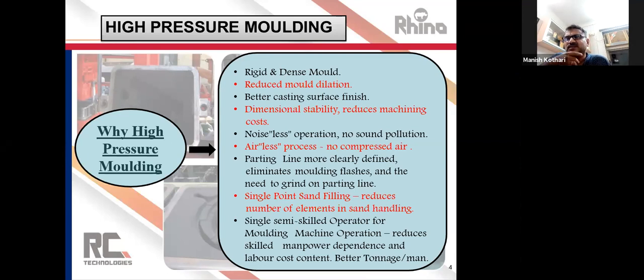And of course, in high pressure, you can fill sand at one point as one machine makes alternate top and bottom. You don't need two molding stations, and a single operator can take care of this. So ultimately, we are getting a better tonnage per man employed in that molding line. That is why a high pressure molding machine could be considered as an option by many of the people who want to install a foundry.